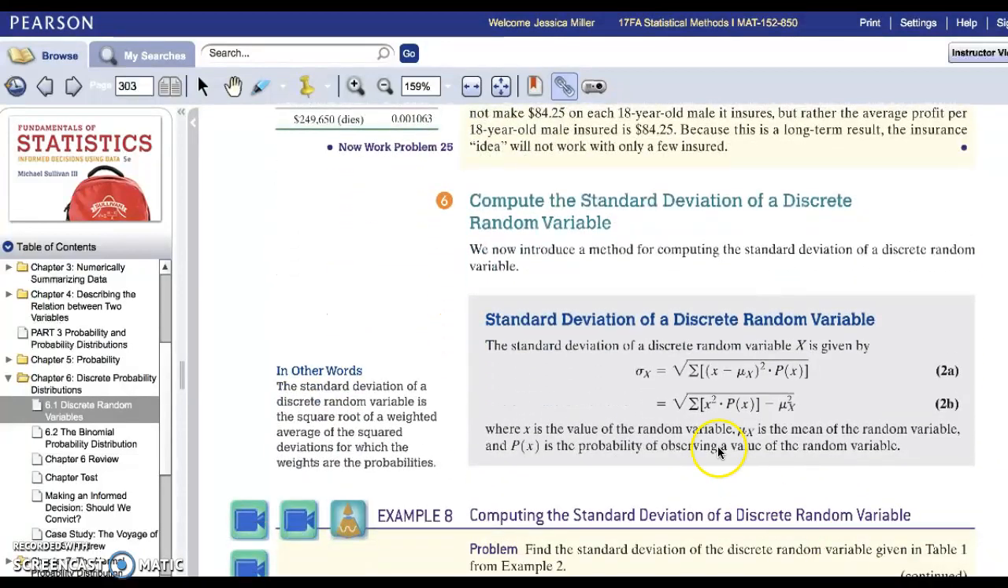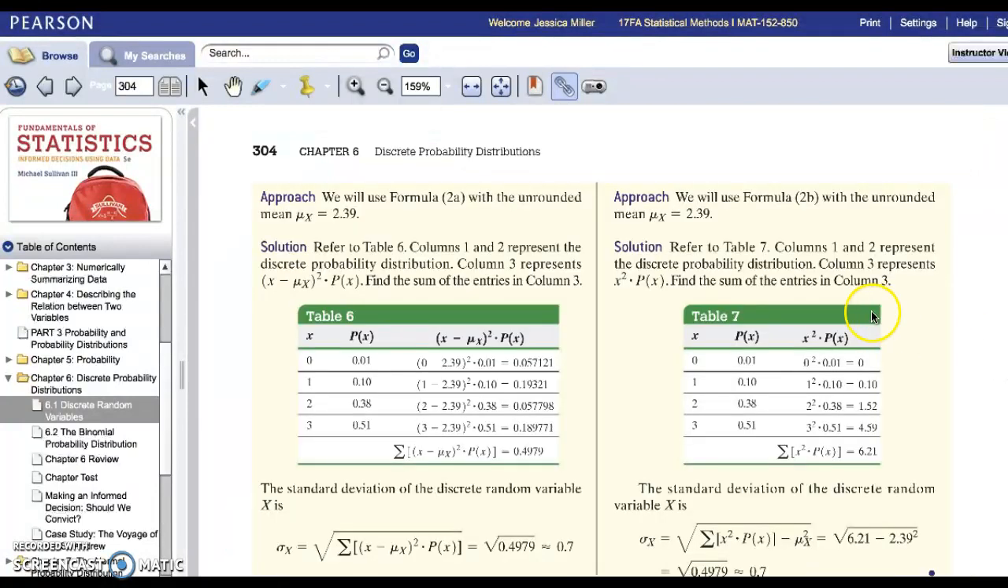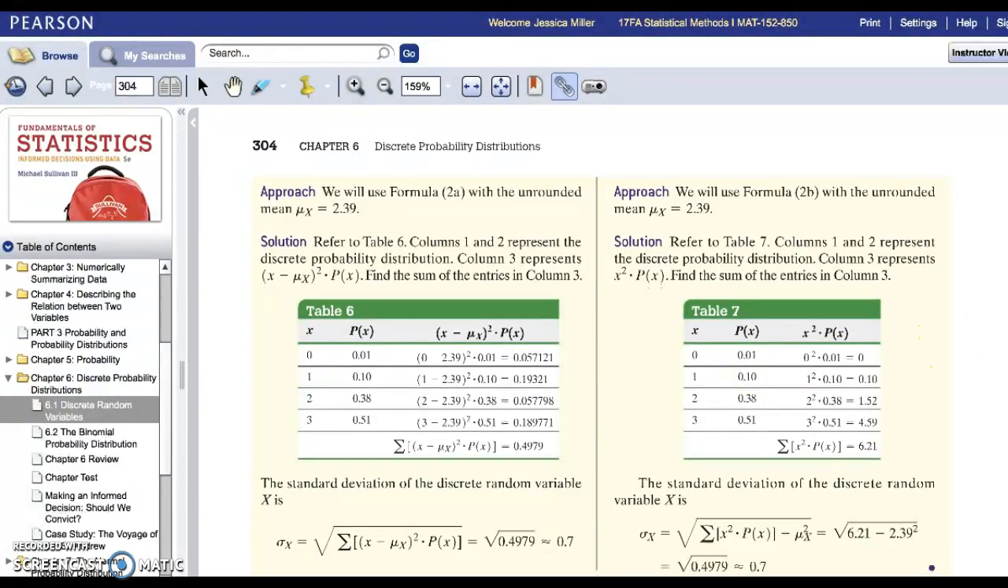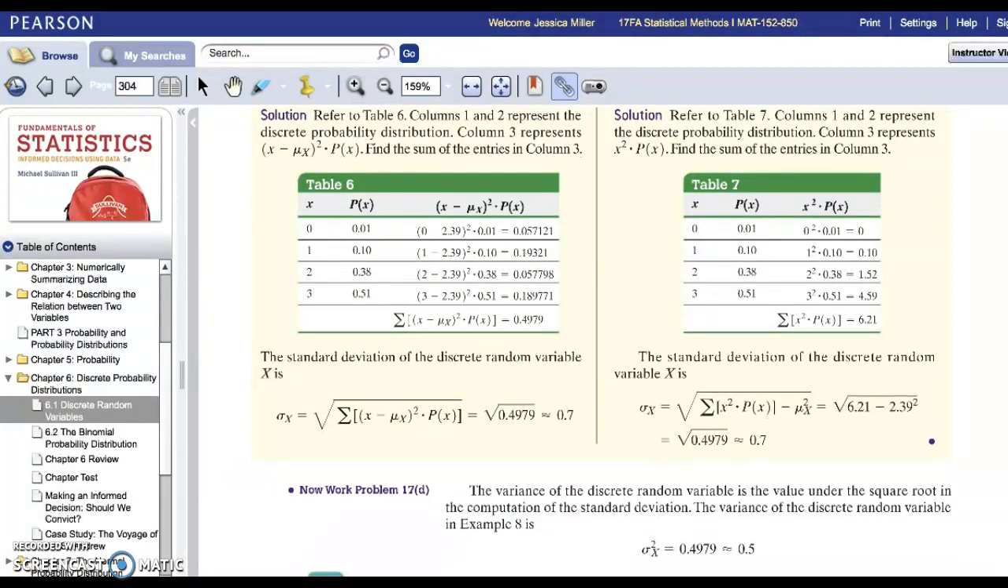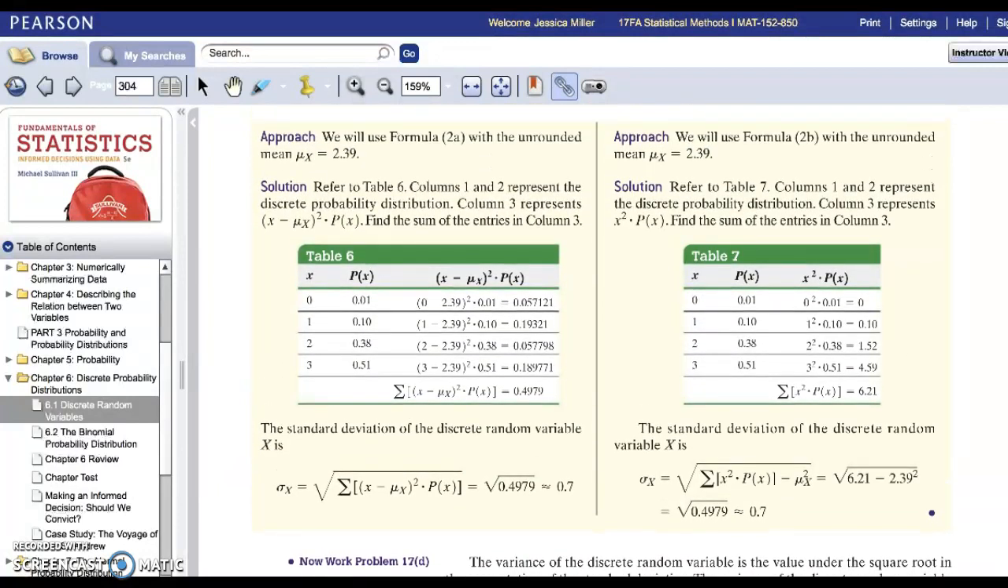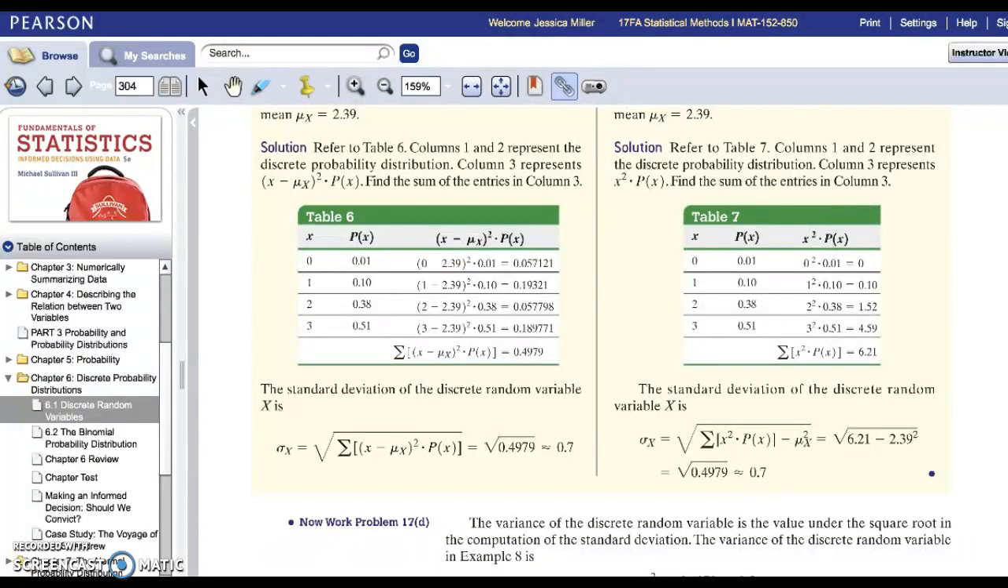Notice your book gives you a giant formula, and then they show you how to do it two ways using tables. Okay, it's not too bad, but it's a little bit unnecessary. What I want to show you is that if you want to find the standard deviation, it requires that you know the mean, and then requires that you do a lot of work.